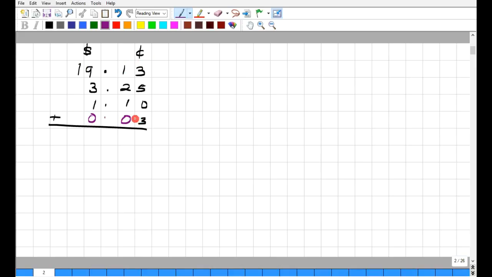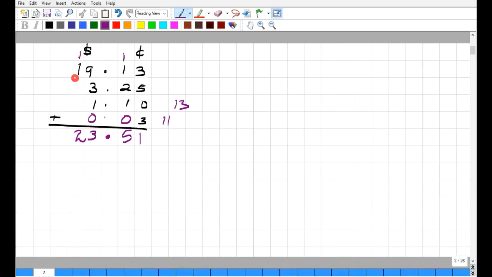So 5, 3 and 5 would be 8, 8 and 3 would be 11. We're going to write 1 and carry 1. So we're going to say 1 and 2, 3, 3 and 1, 4, 4 and 1, 5. So we have a total of 51 cents here. Decimal point on the decimal point. So the 9 and the 1 would be 10. The 10 and the 3 would be 13. We're going to write 3 and we're going to carry 1. And 1 would make 2.